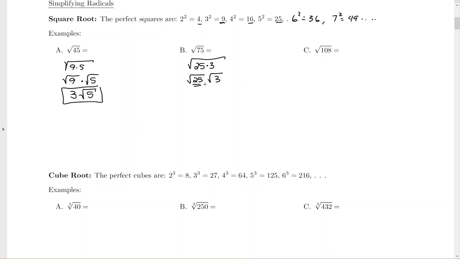The first number, because you picked it as a perfect square, should come out of, should be not under a radical when you simplify it. So square root of 25 is 5. Square root of 3 left under the radical.